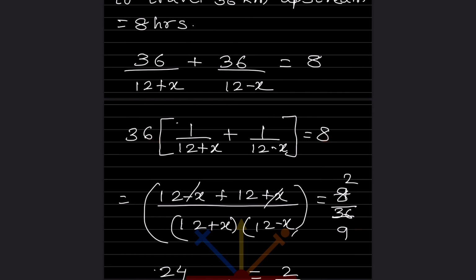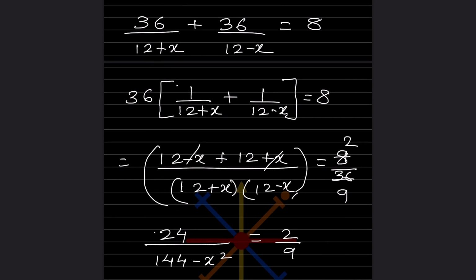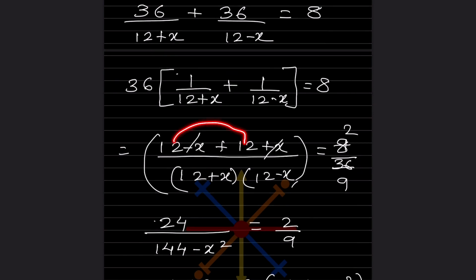So here we will get 4 twos are 8 and 4 nines are 36. You can simplify that. So here 12 plus 12, that is going to be 24. And now you can see this is a plus b and this is a minus b, because both numbers are the same, so that is a square minus b square. So a square means 12 square, that will be 144, minus b square means x square. And this is 2 by 9.